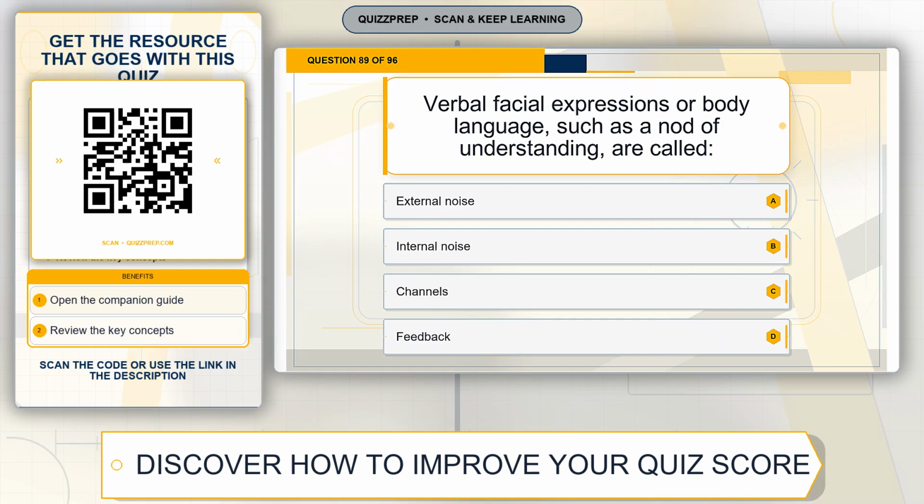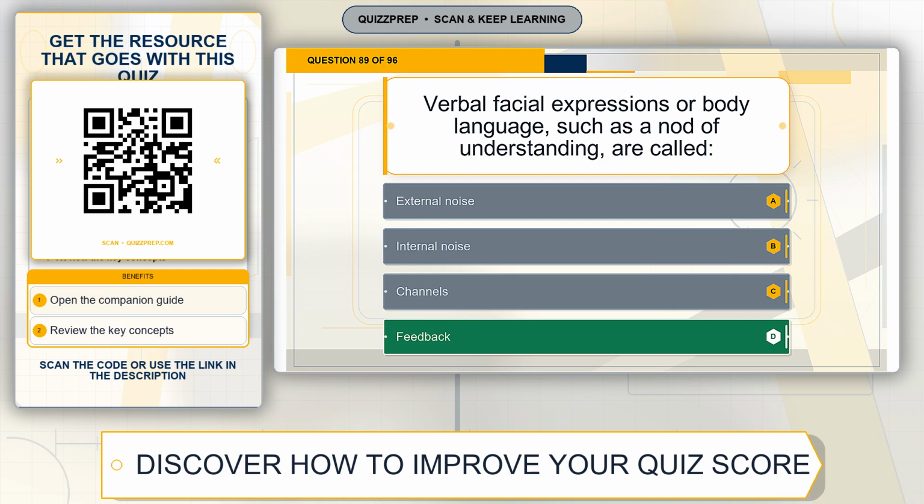Question 89. Verbal facial expressions or body language, such as a nod of understanding, are called: Option A, external noise. Option B, internal noise. Option C, channels. Option D, feedback. The correct answer is option D, feedback.